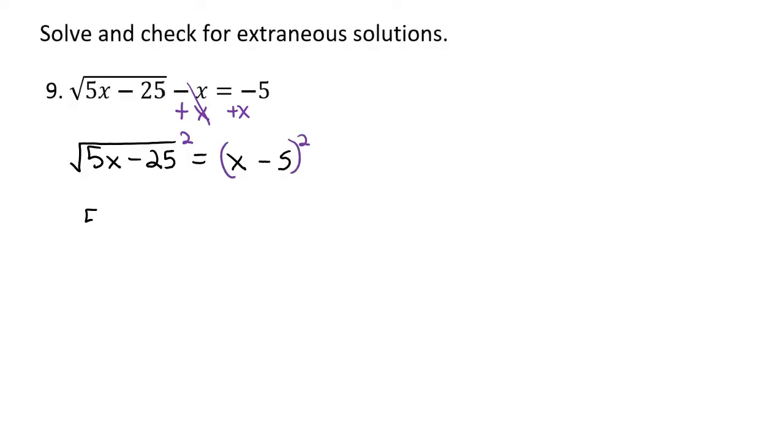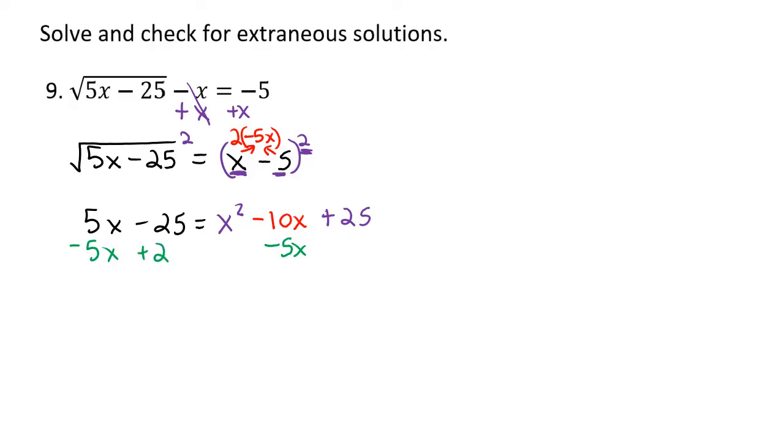We're going to end up with 5x minus 25 equals, and once again, this is where we can take our shortcut. We're going to take the x and square it, so we get x squared. We're going to take the 5 and square it, so we get positive 25. Then we're going to take our two numbers, the negative 5 and the x, multiply them together, so we have negative 5x. Then we're going to double it to get negative 10x. Now we're going to move everything to the same side. So I'm going to minus the 5x over. I'm going to add the 25 over.